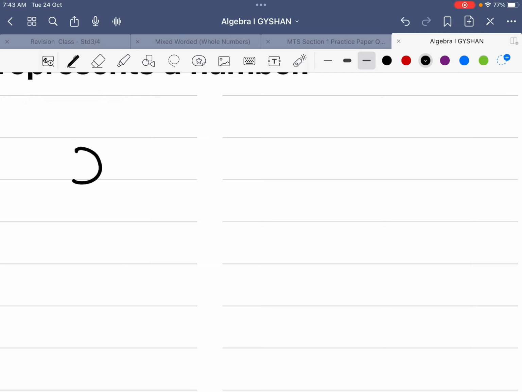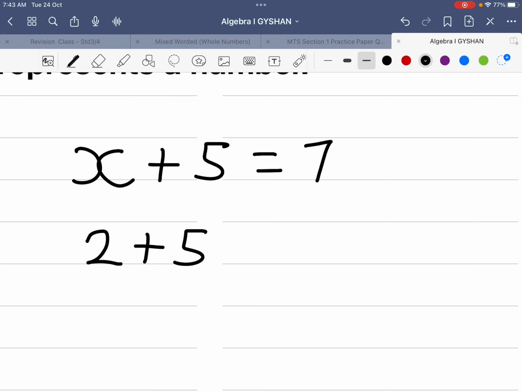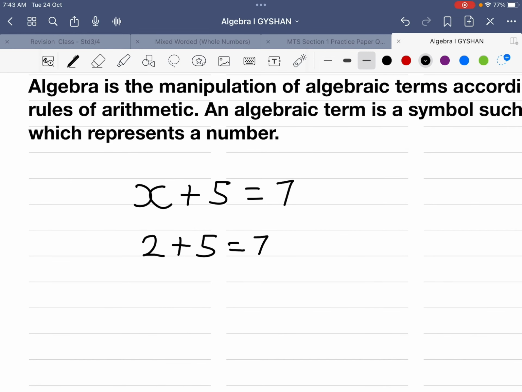If we have x plus 5 equals 7, we can deduce that x is equal to 2 because 2 plus 5 equals 7. I will give another example.